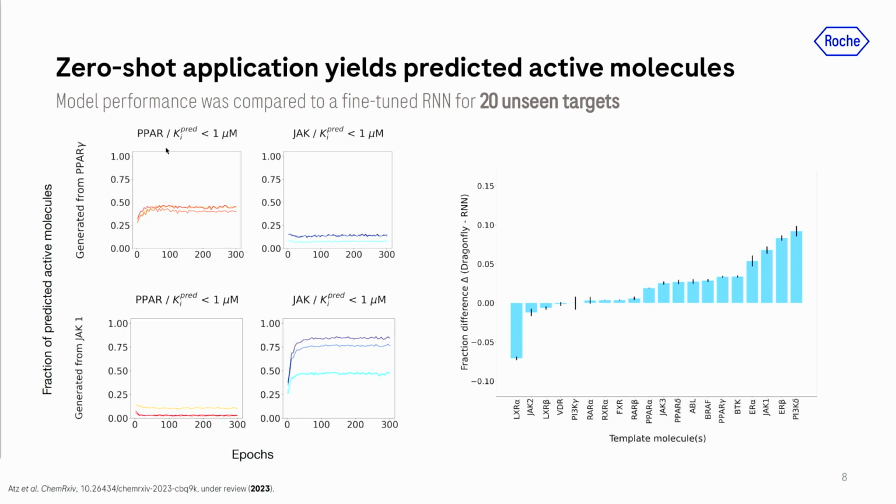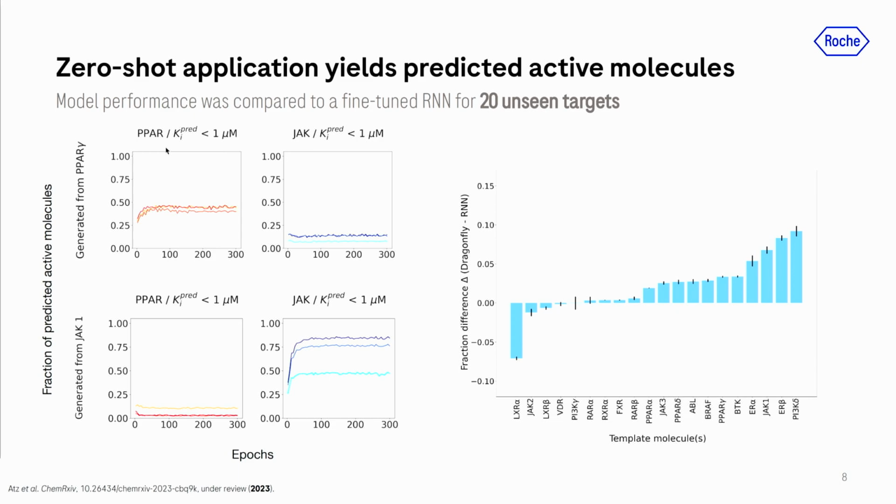And we benchmark this in comparison to a fine-tuned RNN, fine-tuning the RNN on 5 small molecules for 20 targets. If we look at this plot, we compared the fraction of molecules generated by the different models to be active for these 20 targets. If we are above 0 on the y-axis, it means that the model that we introduce outperformed the RNN, whereas below 0 means that the fine-tuned RNN outperformed the zero-shot model.